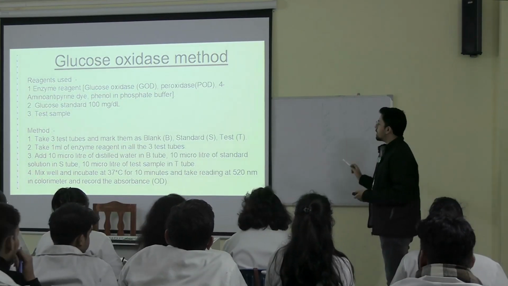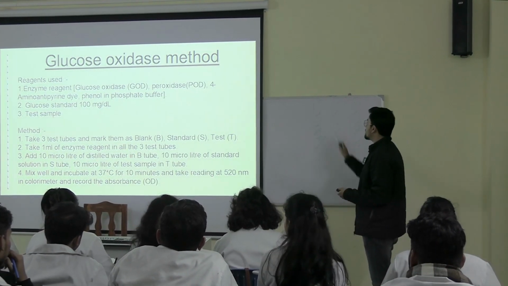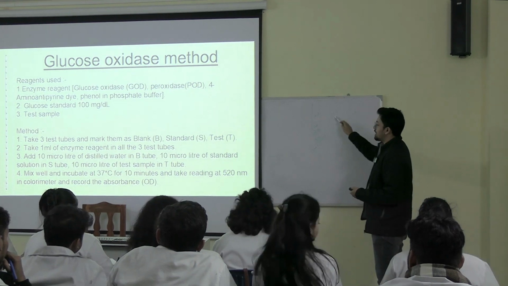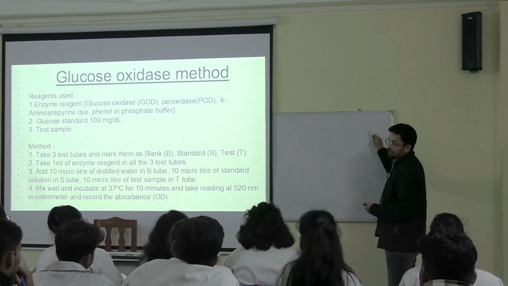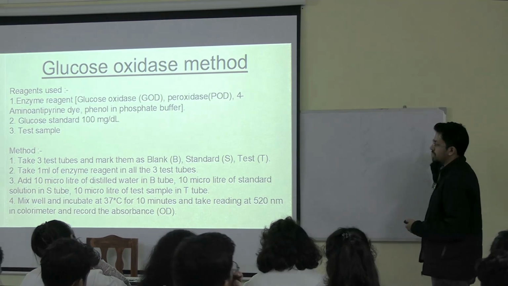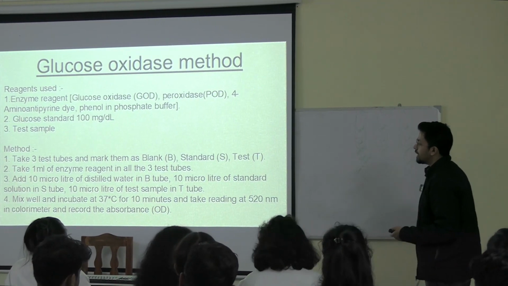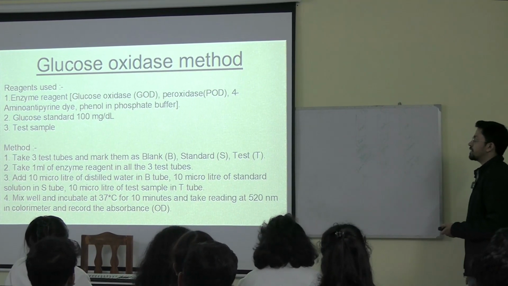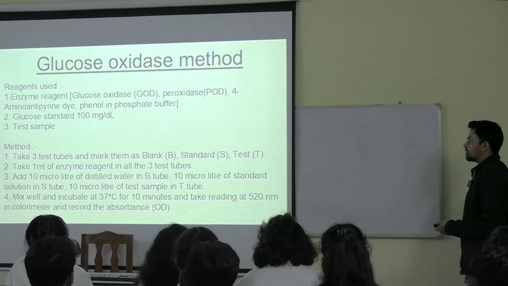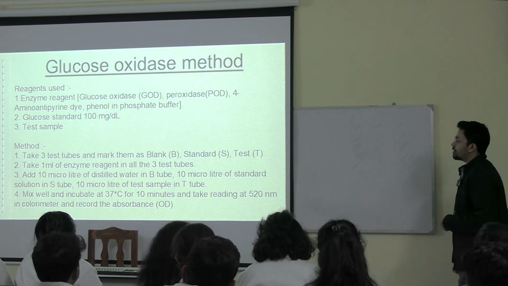Done. Then after that you have to add 10 microliters of distilled water, 10 microliters of standard and 10 microliters of sample, the unknown sample, in the B, S and T. And then you have to mix it well and incubate it at 37 degrees centigrade for 10 minutes. Okay, and take the reading at 520 nanometers.